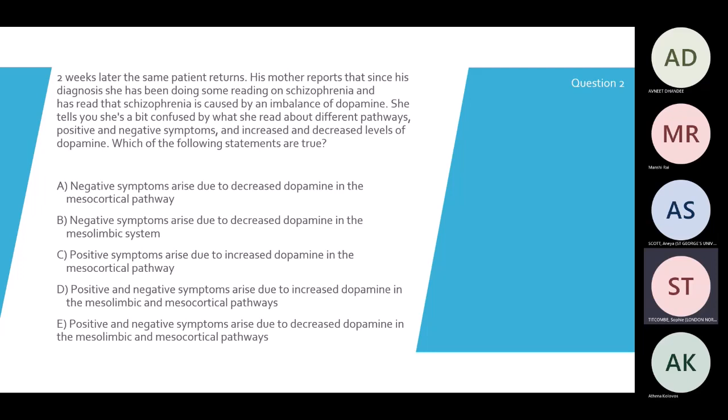Okay. So sticking with the same case then, 2 weeks later, the same patient returns. So his mum reports that since his diagnosis, she's been doing some reading on schizophrenia, and she tells you that she's read that it's caused by an imbalance of dopamine. She's a little bit confused about what she's read about different pathways, positive and negative symptoms, and increased and decreased levels of dopamine. Which of the following statements are true?